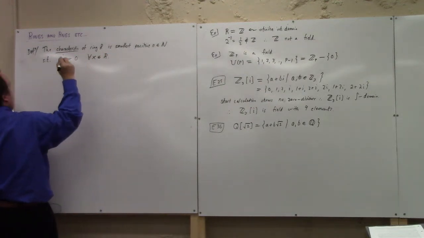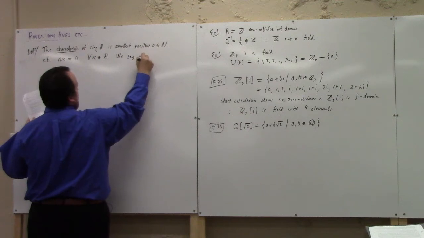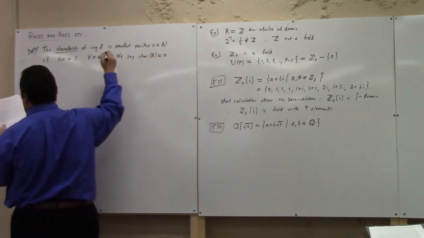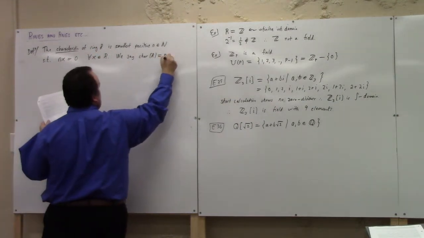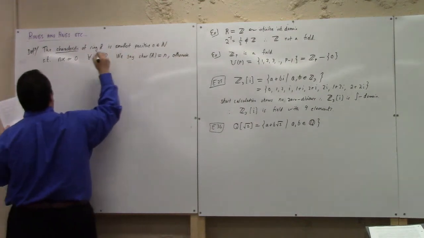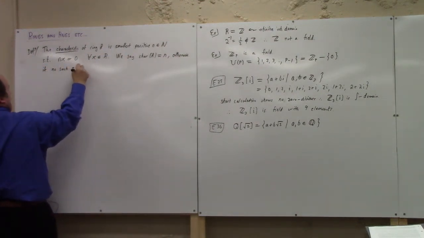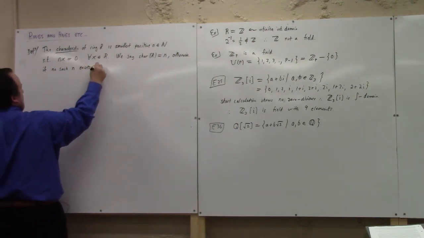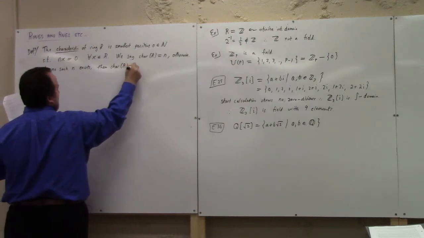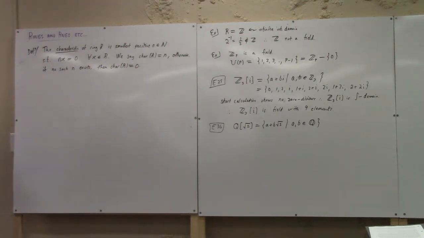All right. We say char R equals n in this case. Otherwise, if no such n exists, then the characteristic of R is said to be 0. Now, you might expect it to be infinity, but we say 0. Okay?